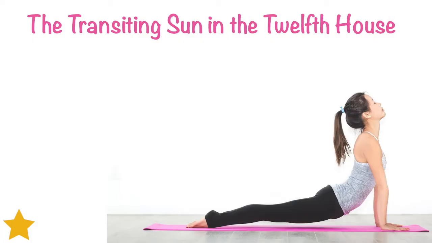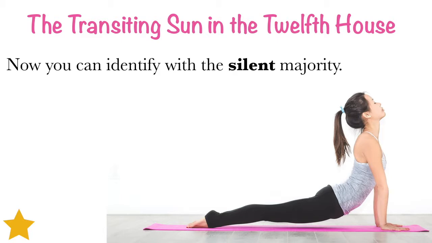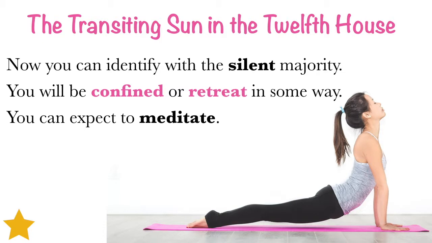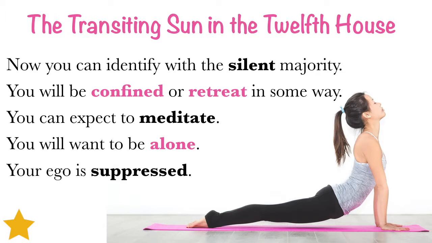When the transiting sun is in the 12th house and you are writing a sun sign horoscope column, these are some sentences that you can use to start you off. Now you can identify with the silent majority. You will be confined or retreat in some way. You can expect to meditate. It is likely that you will want to be alone. Your ego is being suppressed.